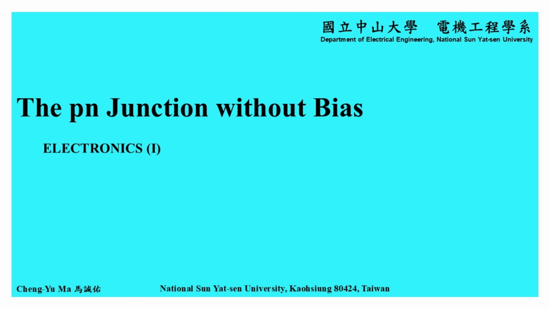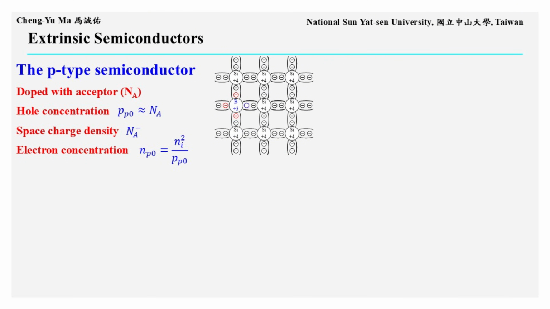Hello, everyone. In this section, we will introduce the characteristics of a p-n junction without bias in electronics. In the previous section, we introduced that a neutral intrinsic silicon semiconductor becomes a neutral p-type semiconductor after being doped with neutral group 3 elements. The concentration of the acceptor dopant is Na.